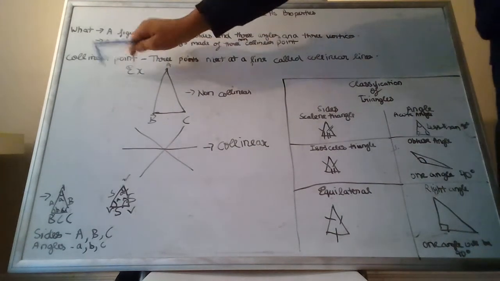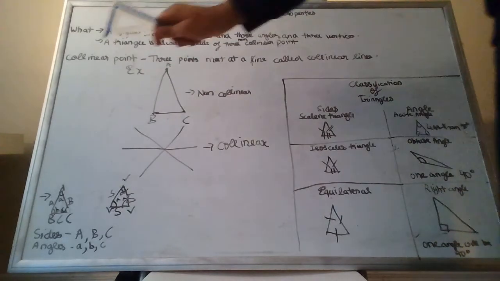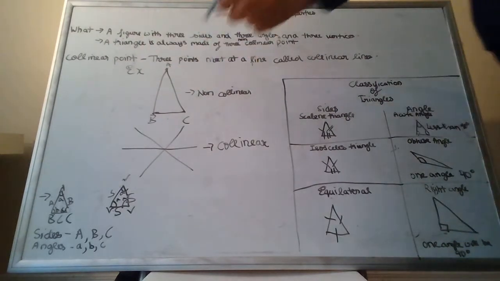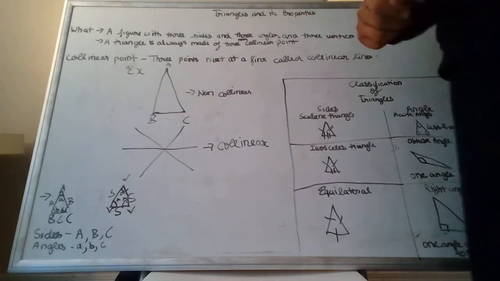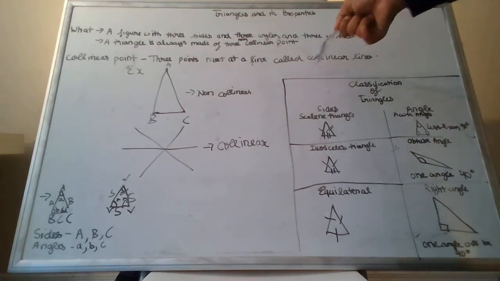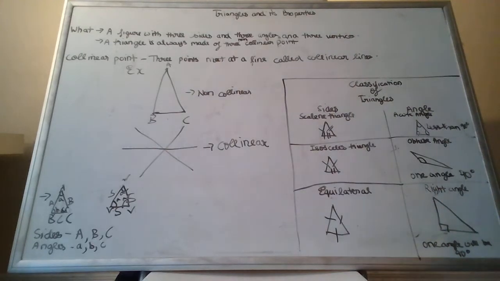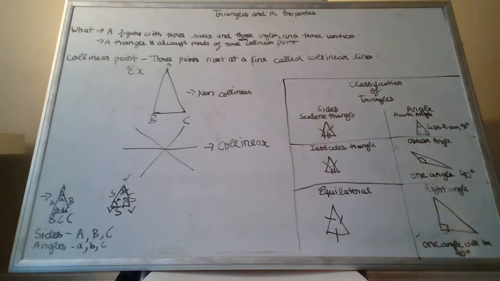Now, what are collinear points? Two or more points, or three points, that lie on a line, called a collinear line. This means that three points that are in a single line are called collinear points. The line on which they lie is called the collinear line.